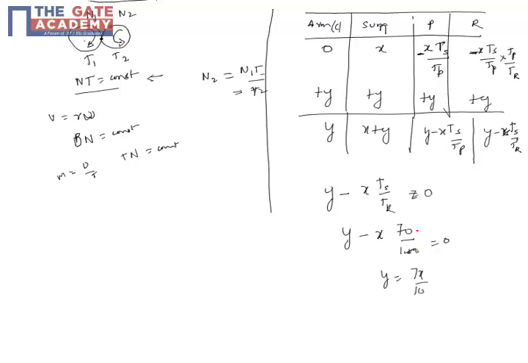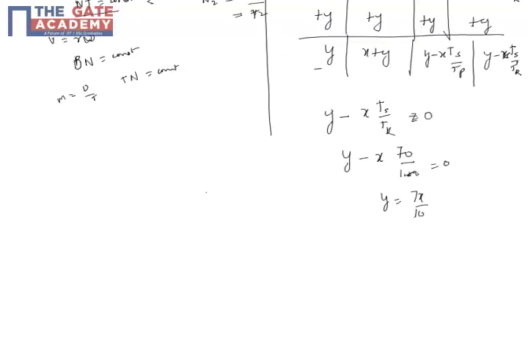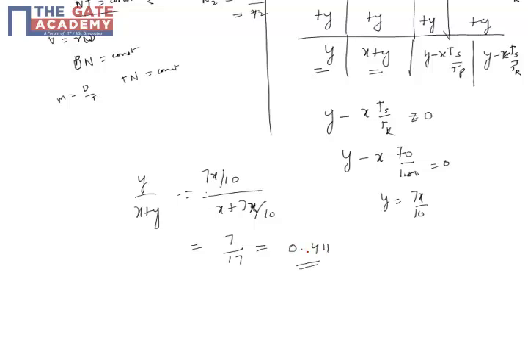Now the question asks for the velocity ratio of the arm to the sun gear. The arm velocity is Y and the sun gear is X plus Y. So Y by X plus Y, where Y is 7X by 10, and X plus 7X by 10. We bring X in the numerator and denominator and cancel it. So 7 by 17 is the answer, and if you simplify, this comes out to be 0.411. So the velocity ratio is 0.411.